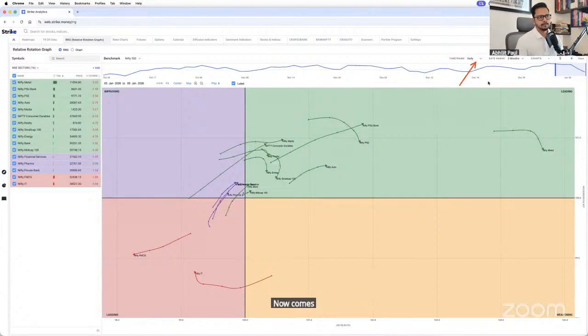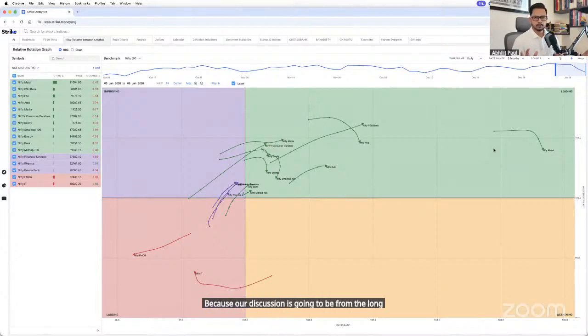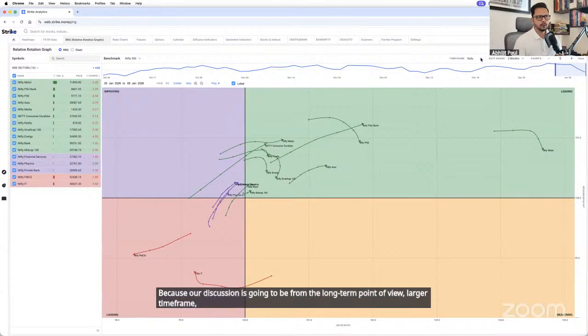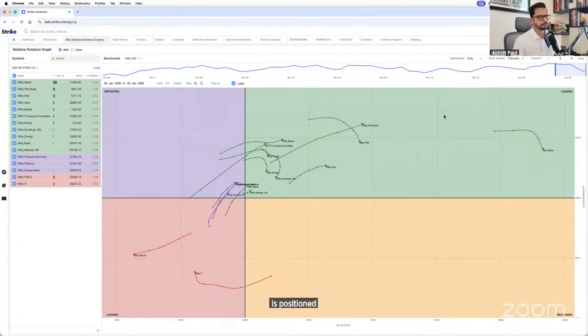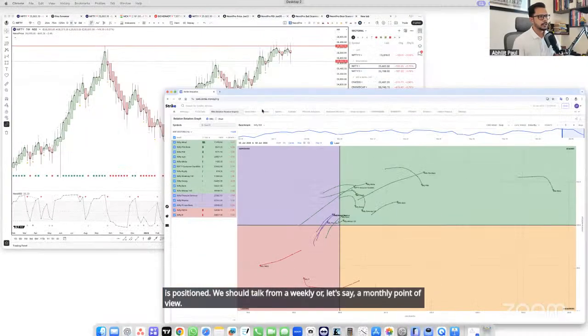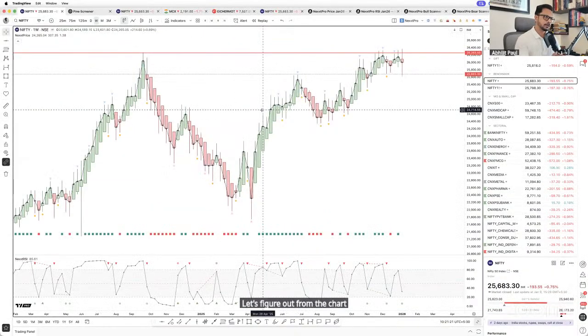Now comes the time period, this area. Because our discussion is going to be from the long-term point of view, larger time frame, we're not going to talk about daily relative strength, how the daily RRG is positioned. We should talk from a weekly or let's say a monthly point of view. Let's figure out from the chart. Let's go back to the chart.